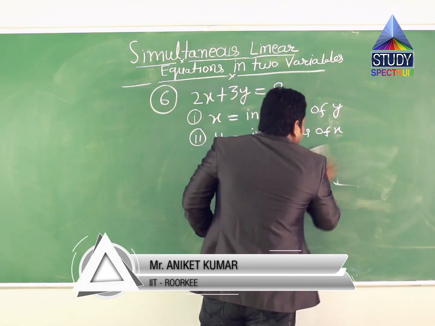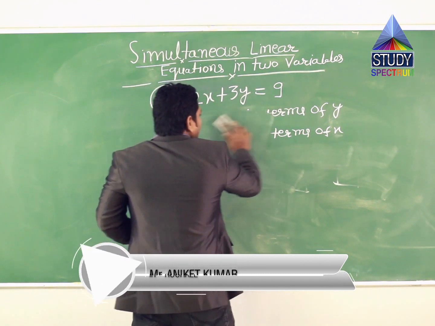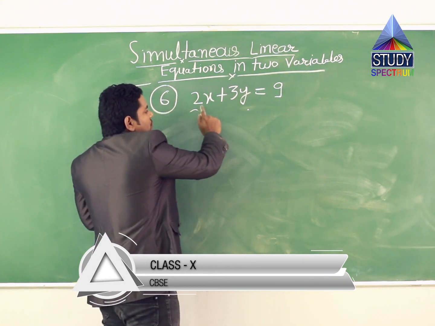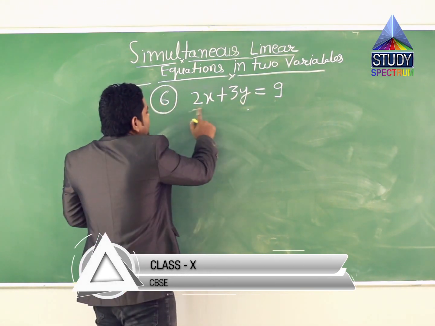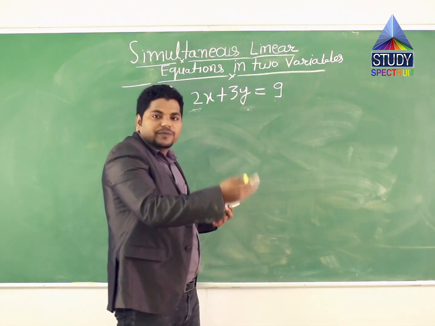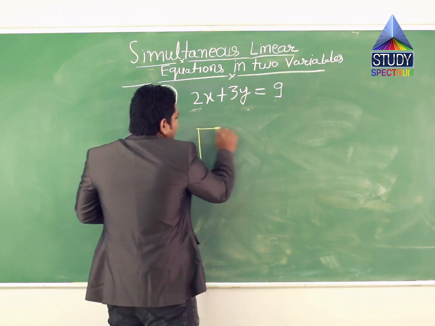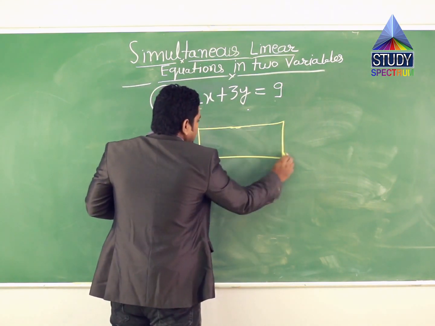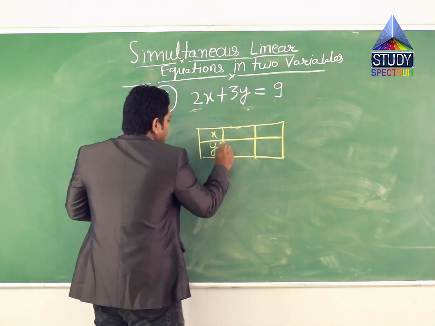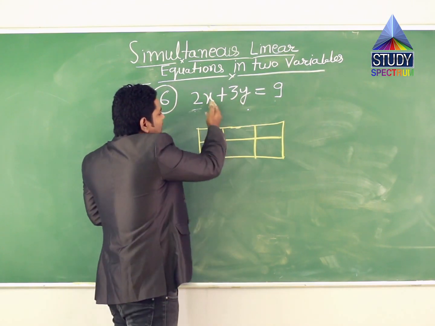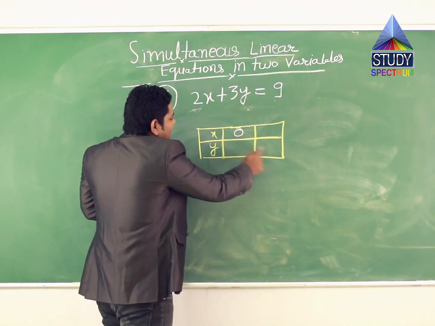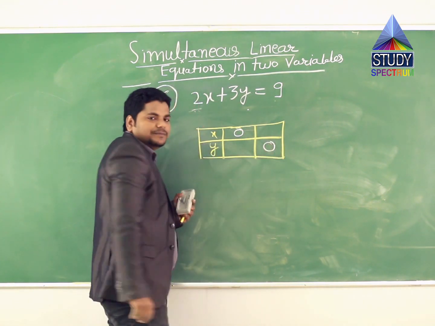So our new approach is, you need not balance this equation. You need not express either of the variables in terms of the other. We are just making a table. In the first case we are putting x equal to 0, and for getting the second point we are putting y equal to 0.